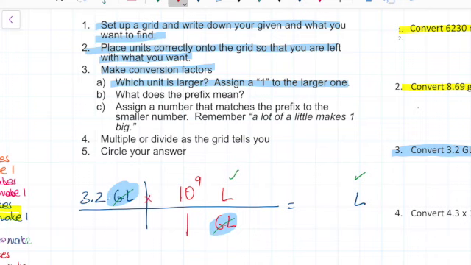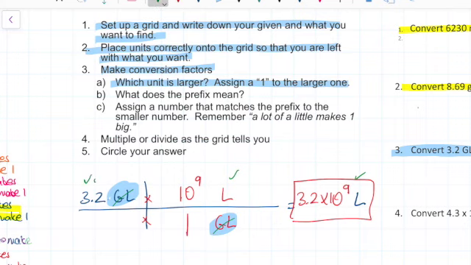Now, this means multiply, and I don't even need a calculator. I can just keep this in scientific notation, and I am done. And my sig figs are correct. Why? Because I had 2 here, and I have 2 there. Boom. Done. All right, let's try another one.